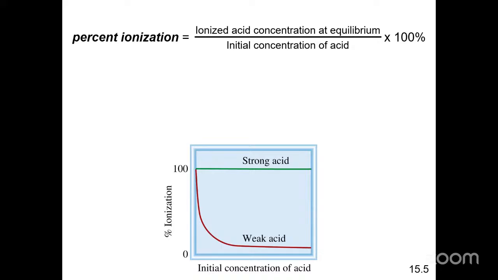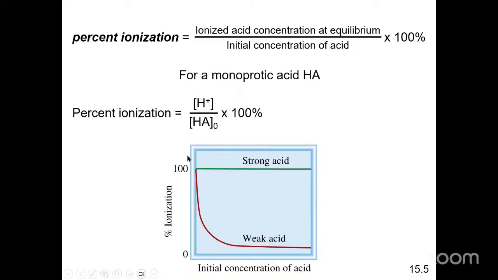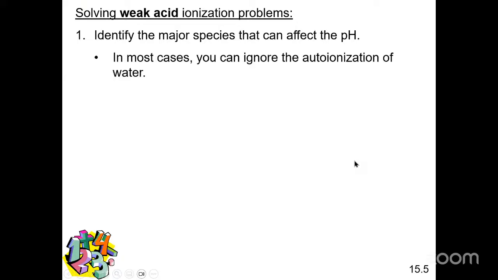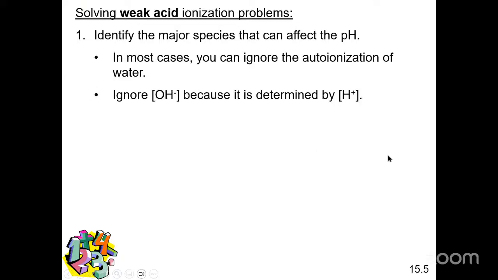But in the case of weak acid, you'll find that there's a drop-off in terms of the percent ionization as the solution becomes more and more concentrated. Okay, so this is the equation which I showed you earlier for calculating the percent ionization or dissociation of an acid. It's the concentration of H+ at equilibrium divided by the initial concentration of the acid times 100%.